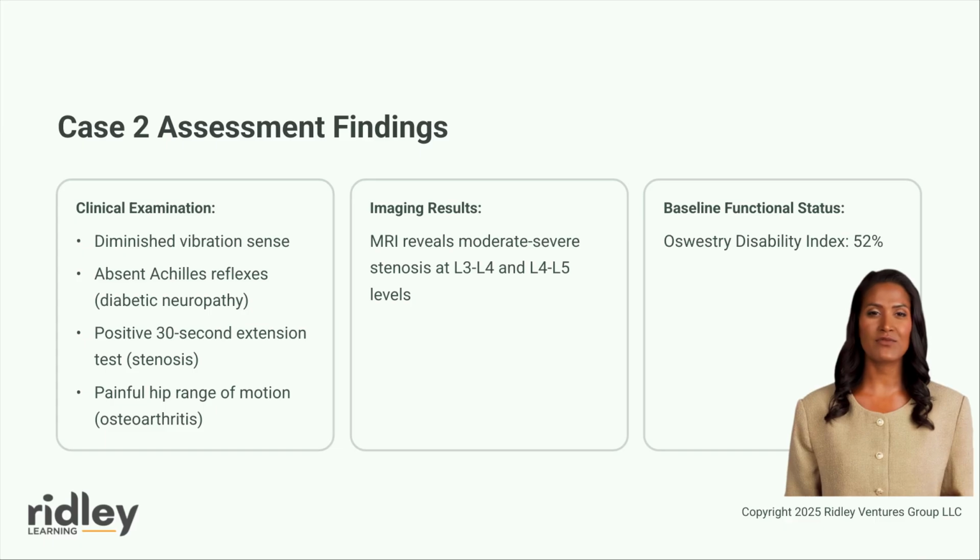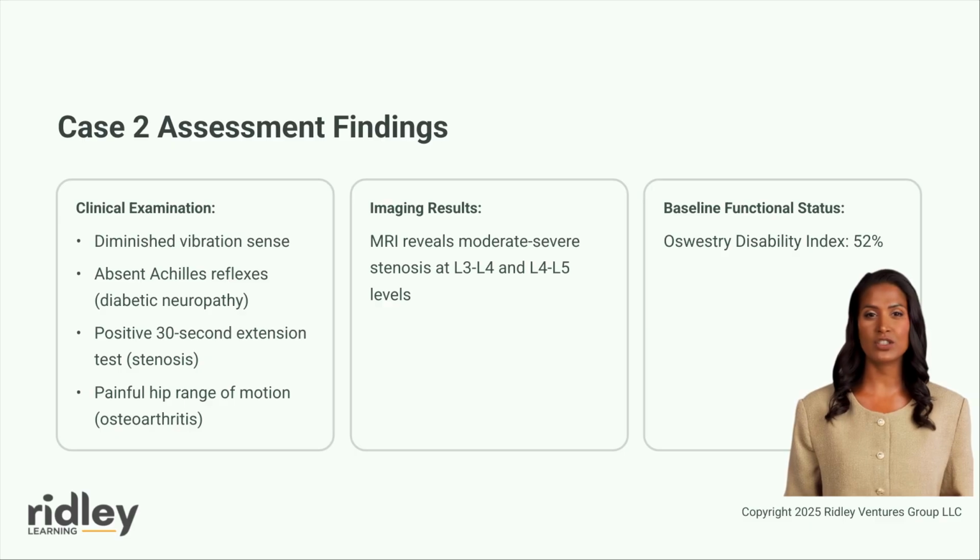Motor strength is 5/5 throughout except for 4+/5 bilateral ankle dorsiflexion. Hip examination reveals painful limitation of internal rotation bilaterally with groin discomfort, and knee examination demonstrates crepitus and mild effusions consistent with his known osteoarthritis. Vascular assessment reveals palpable but diminished dorsalis pedis pulses bilaterally, and ankle brachial index testing shows values of 0.85 on the right and 0.82 on the left, indicating mild peripheral arterial disease.